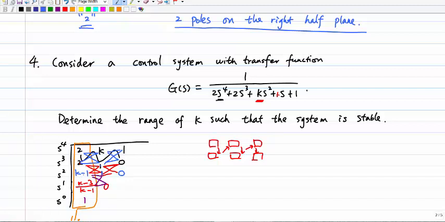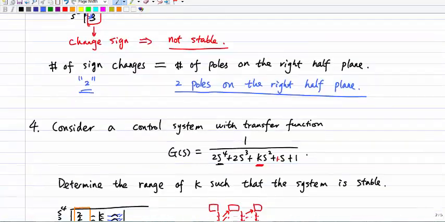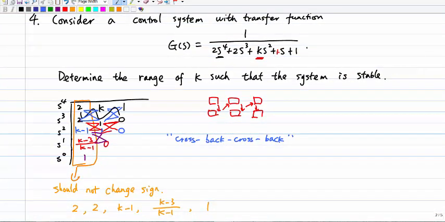All the following rows are like cross, back, cross, back. I don't want to compute these numbers; you just follow the steps I mentioned. Without going into the detail of the computation, what I ended up having is k minus 1, 1, 0 as the third row, and the fourth row is k minus 3 divided by k minus 1, 0, and the last one is 1.